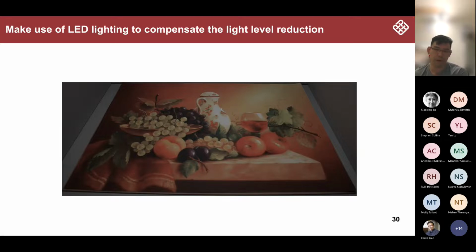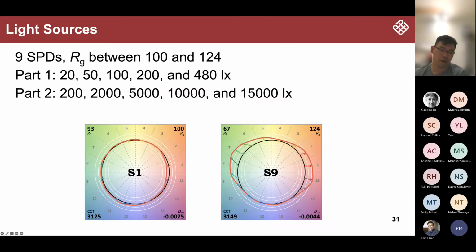Based on this, I actually want to look at how the color appearance will change at different light levels and how we should specify the color rendering ability of the light source at different light levels. So we ran this experiment. It was actually pretty easy, but we spent a lot of time trying to design the spectral power distribution of the light sources. We have 9 different sources, and we used the spectral tunable source to produce these 9 different sources.